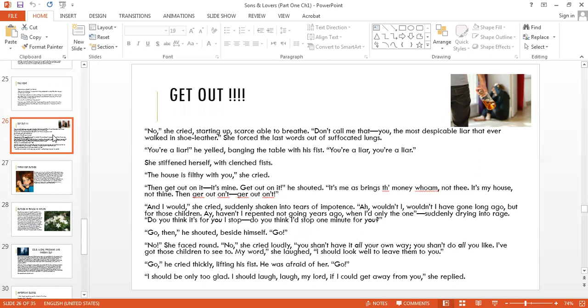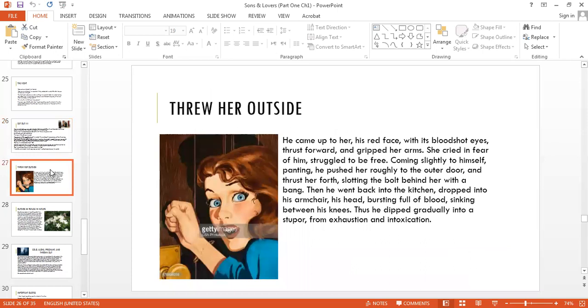She tells him, no, it's not your house, and you make the house dirty. You see, she says, you are the most despicable liar that ever walked in shoe leather. Yeah, so she was shouting at him. He became angry. Then he just grabbed her and pulled her out of the house, and then he threw her to the garden and closed the door.